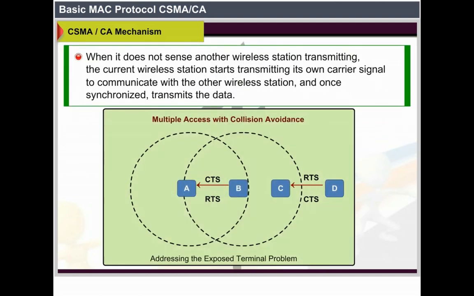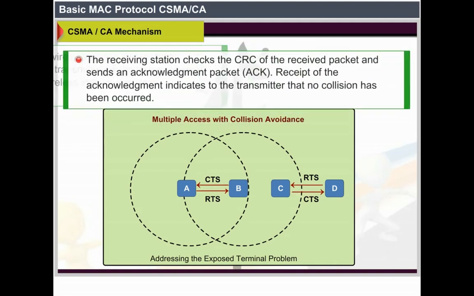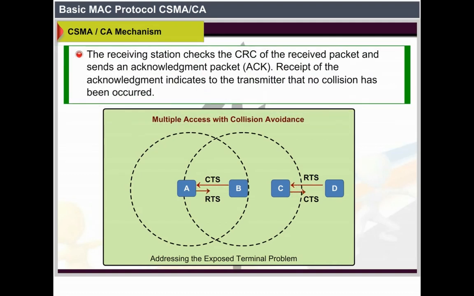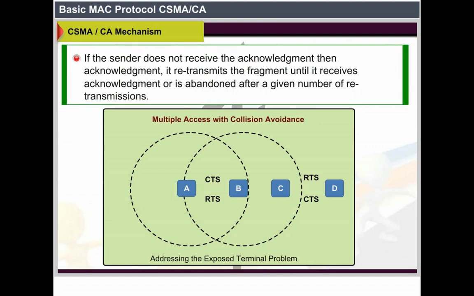When it does not sense another wireless station transmitting, the current wireless station starts transmitting its own carrier signal to communicate with the other wireless station, and once synchronized, transmits the data. The receiving station checks the CRC of the received packet and sends an acknowledgement packet, ACK. Receipt of the acknowledgement indicates to the transmitter that no collision occurred. If the sender does not receive the acknowledgement, then it retransmits the fragment until it receives an acknowledgement or is abandoned after a given number of retransmissions.